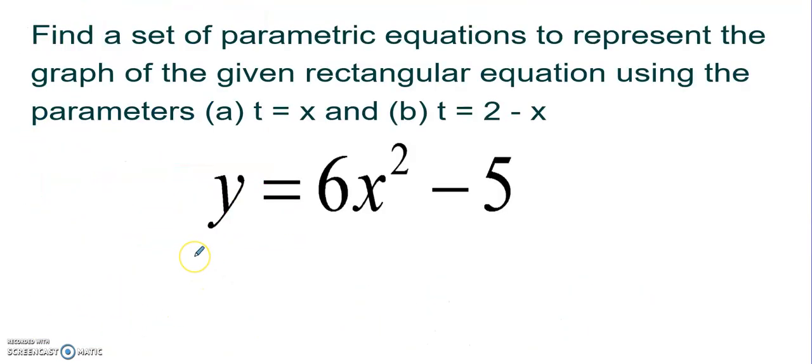All right, last thing. Now, what if we have a rectangular equation and we want to write a set of parametric equations? Again, I'm actually going to have you try this on your own because it's hopefully pretty straightforward. You have to be given some relationship between a parameter and one of the variables to start. So there's two different problems here. Part A, t equals x, and part B, t equals 2 minus x. So try to do part A and part B, write a set of parametric equations given the rectangular equation and the relationship for part A and the relationship for part B. So pause the video, do that, unpause when you're ready to check.